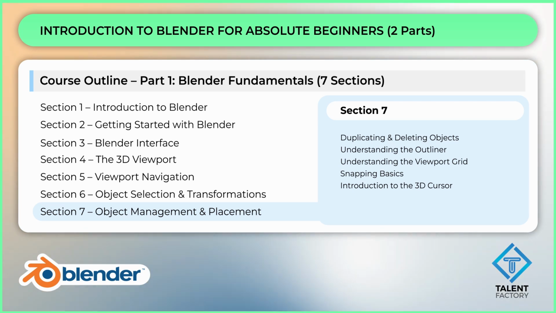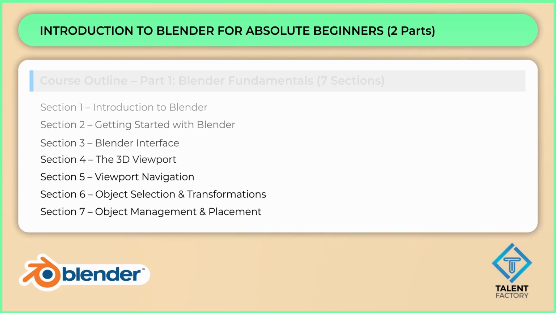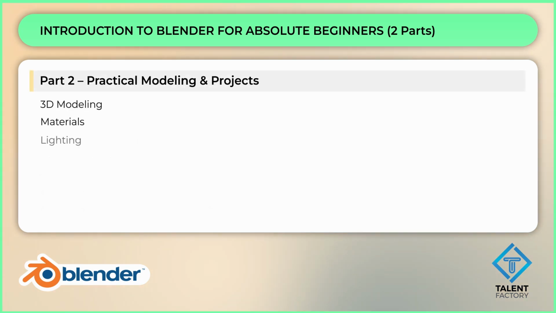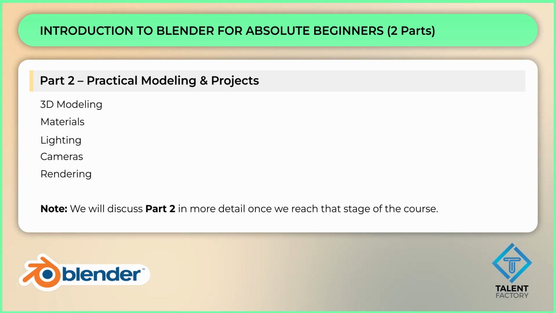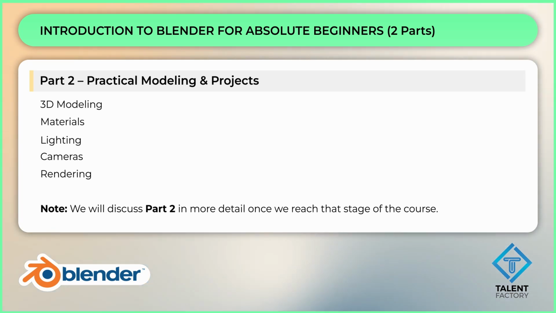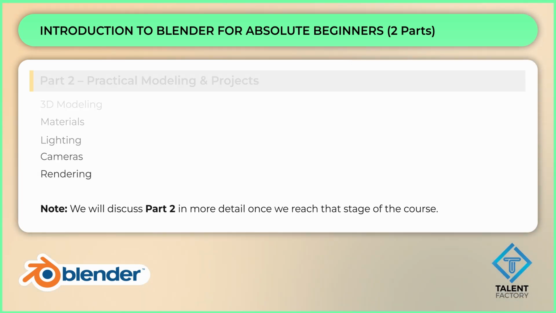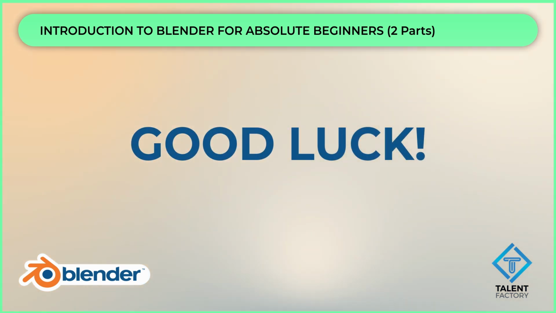Once we have completed part 1, you'll have a solid understanding of Blender's fundamentals and feel confident working within the software. In part number 2, we will be having some practical work. We'll do practical modeling, we'll build upon the foundation by learning edit mode, applying materials, setting up lighting, positioning cameras, and producing final renders. By the end of this course, you'll have the knowledge, confidence, and practical experience to continue your journey towards Blender and start creating your 3D models and scenes. Now that you know what lies ahead, let's proceed with section 1.